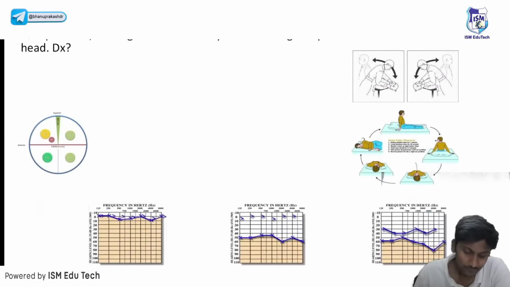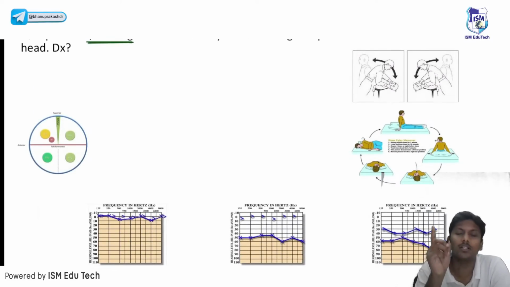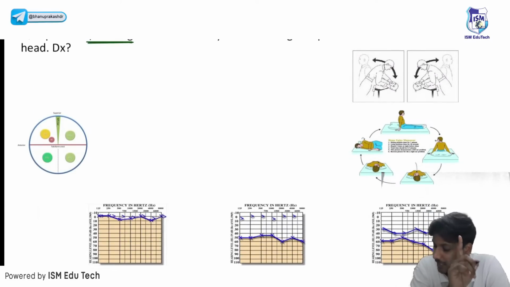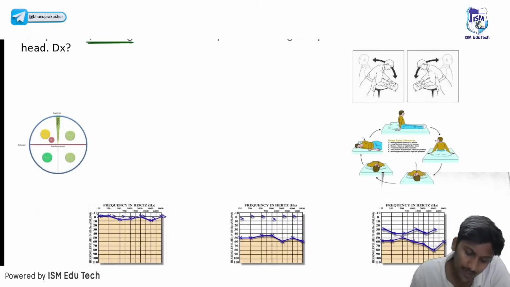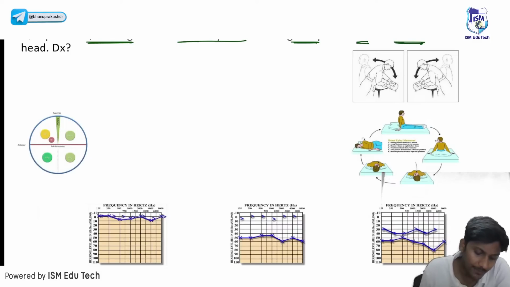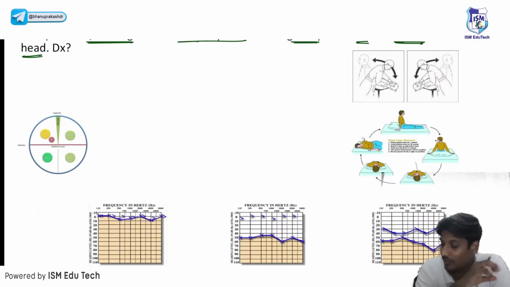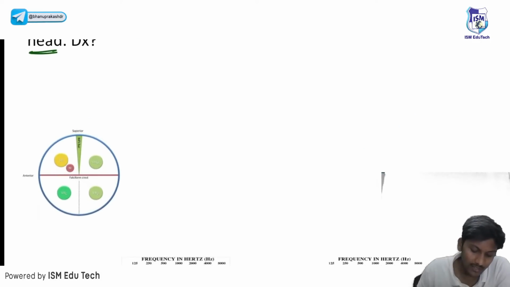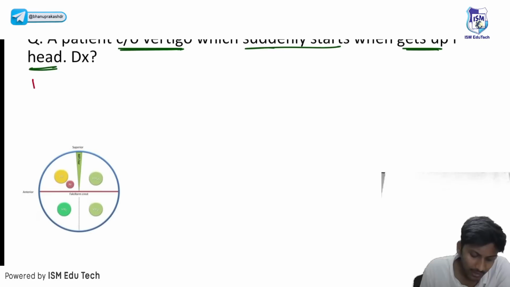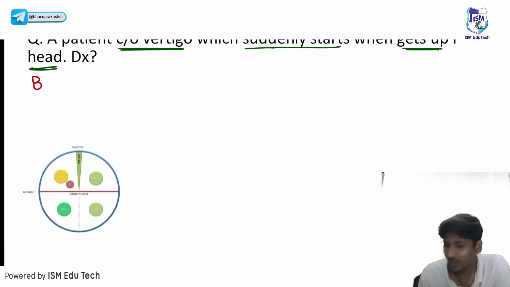Here next we have a patient who complains of vertigo. What is called vertigo? Chakkarana. The patient complains of vertigo which suddenly starts when the patient gets up from bed or turns his head. Vertigo which suddenly starts is called paroxysmal vertigo. Is it dangerous to the patient? No, it is a benign condition.